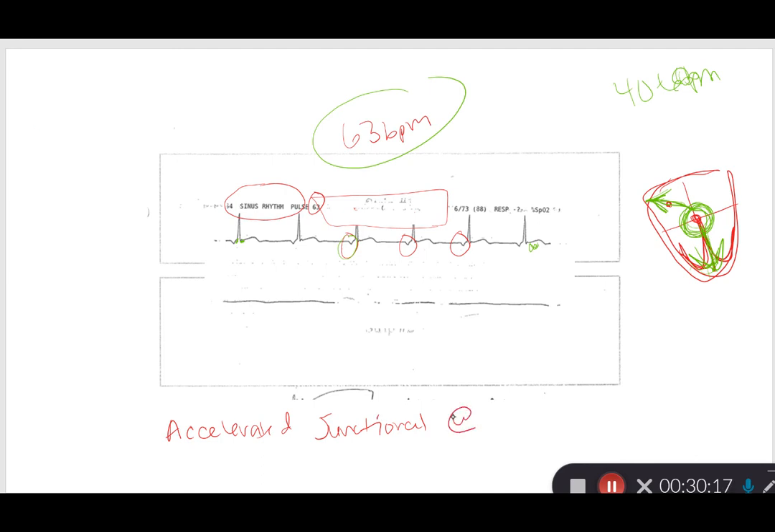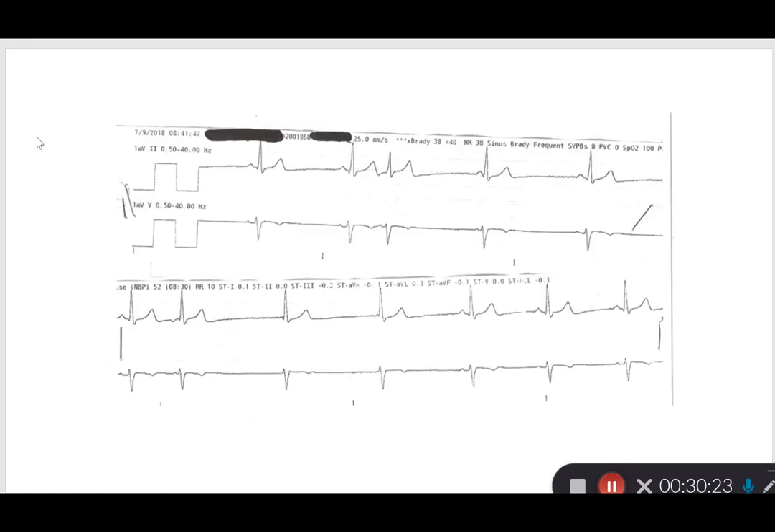Accelerated junctional rhythm at 63 beats per minute. All right, we got two strips here. We have this first one up here, and then you'll have one down here. So first, let's just look at this first one up here.